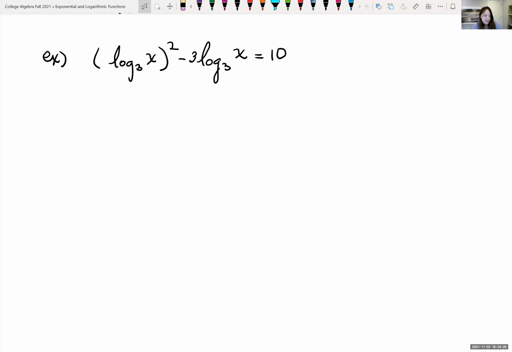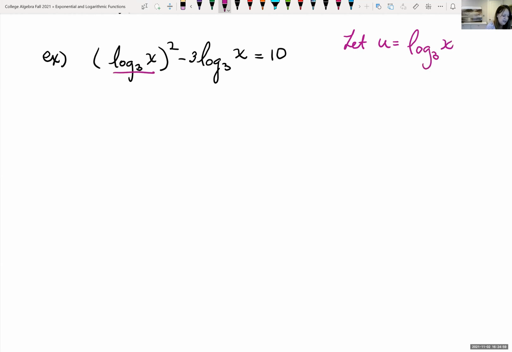So our next equation is log base 3 of x, that whole log base 3 of x is squared, minus 3 log base 3 of x equals 10. That square is different. That's saying log base 3 of x all times log base 3 of x. I can't bring that 2 down. And so I noticed that I can manipulate this to look like a quadratic equation. So let u equal this log base 3 of x.